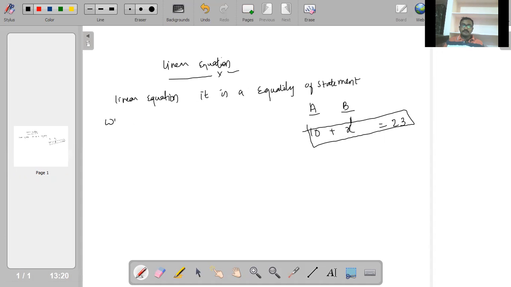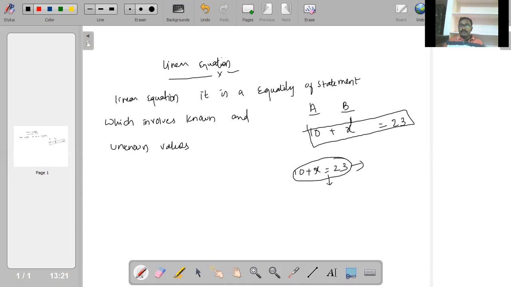which involves known and unknown values, then we can say that it is a linear equation. Now here, 10 plus x is equal to 23. It is a linear equation. Why? Because it is an equality of statement along with unknown values and known values, interconnected with operators. So this is nothing but a linear equation.